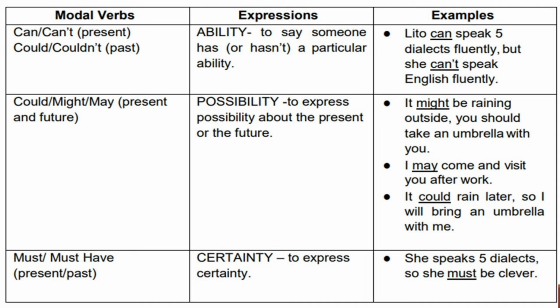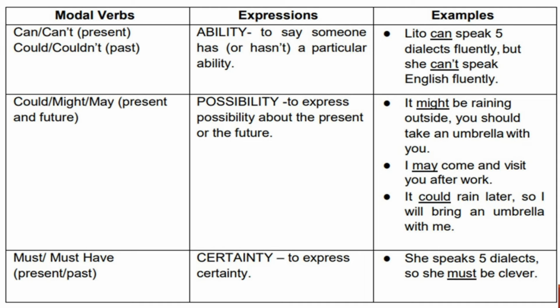For modal verbs, we have can or can't for present tense. We have could or couldn't for past tense. And this is for the expression of ability, to say someone has or hasn't a particular ability. Example, Lito can speak 5 dialects fluently, but he can't speak English fluently.